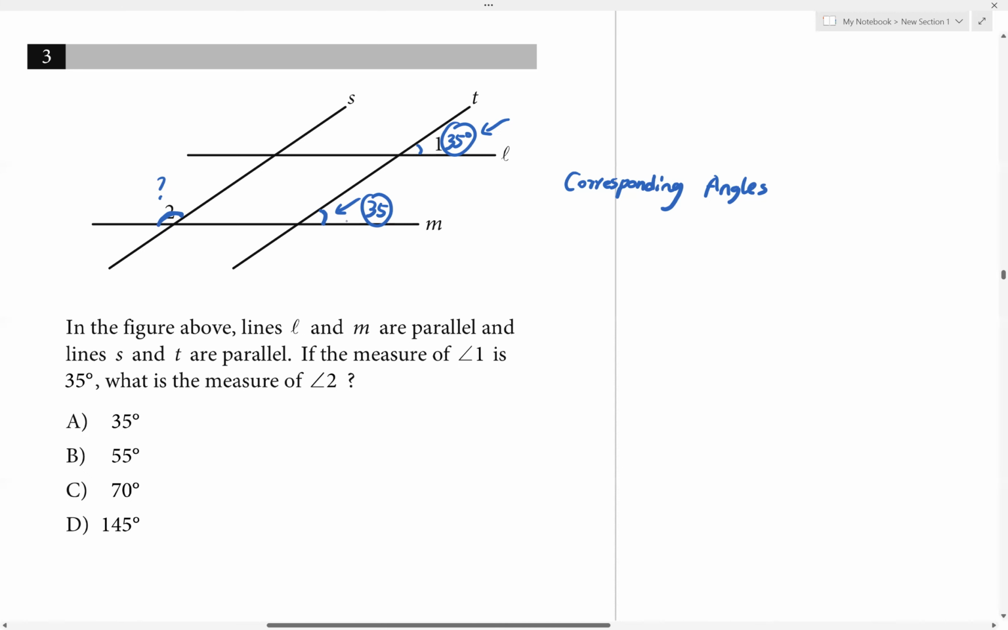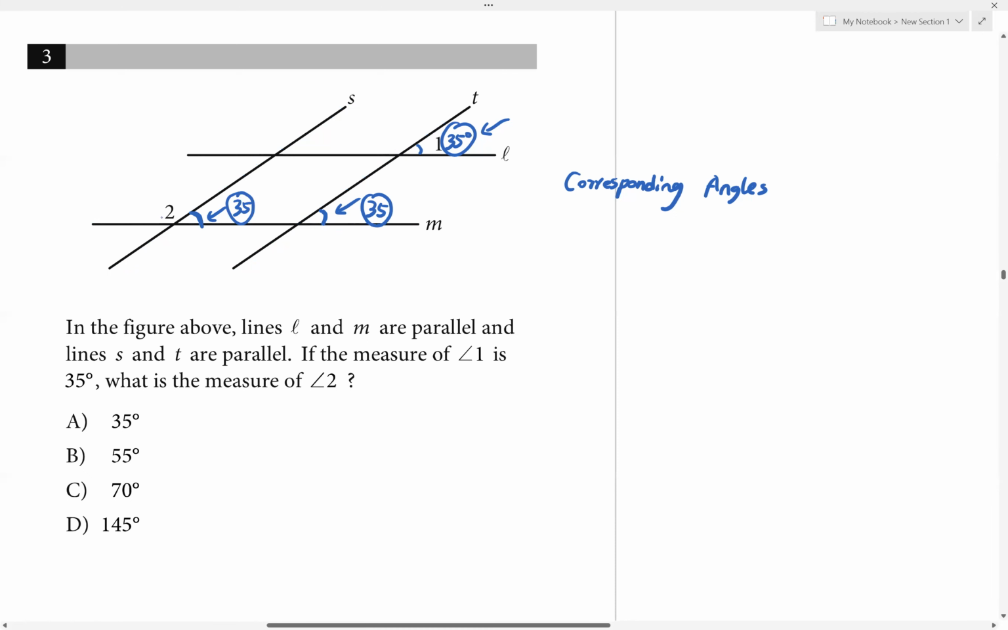Now we know this one is 35. This one right next to angle 2 is also a corresponding angle, because you have two parallel lines and this line going through is a transversal. You see they are both in the top right corner of the two crossings, so they should be the same. They are corresponding angles, so that's also 35. All corresponding angles are equal whenever we have parallel lines. So with that 35, we can solve for angle 2.